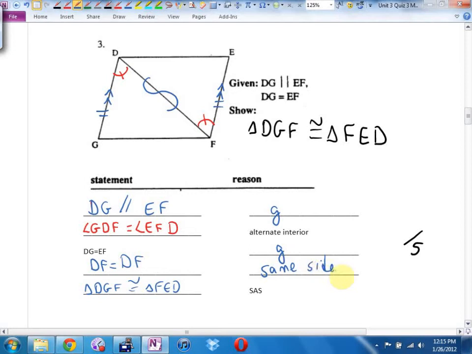And now there it is. Side, angle, side. Triangle DGF is congruent to triangle FED. One mark per line. Half mark, one mark, half mark, half mark. If you said equal sides or shared side, the fancy phrase used to be common side. You're good? How can you not be, right?